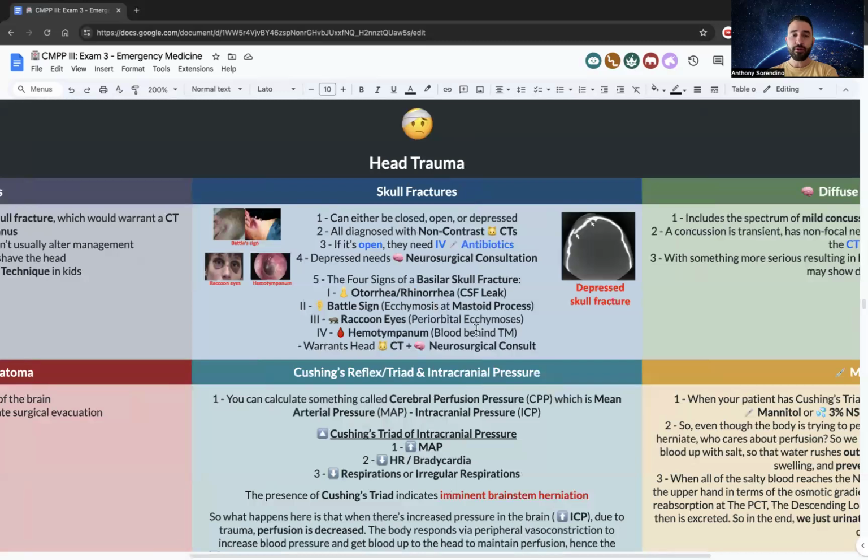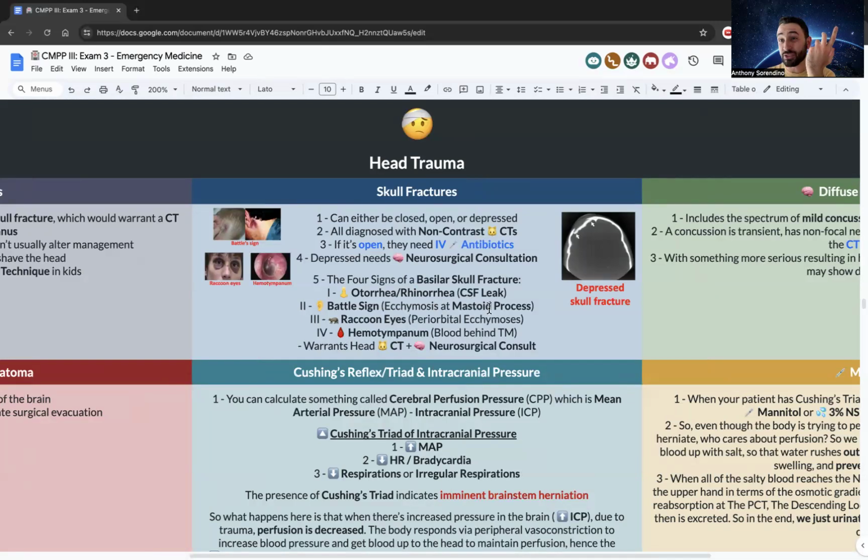Skull fractures, they made a point of mentioning this for a depressed skull fracture. I mean, that doesn't look good, right? So not only do they want a CT, but you want to do a neurosurgical consult. Again, look for the signs of a basilar skull fracture. If it's open, if there's skull popping out of their skin, give them IV antibiotics, right?